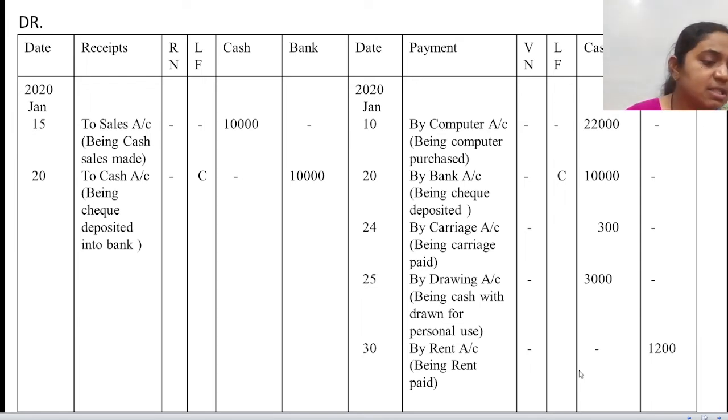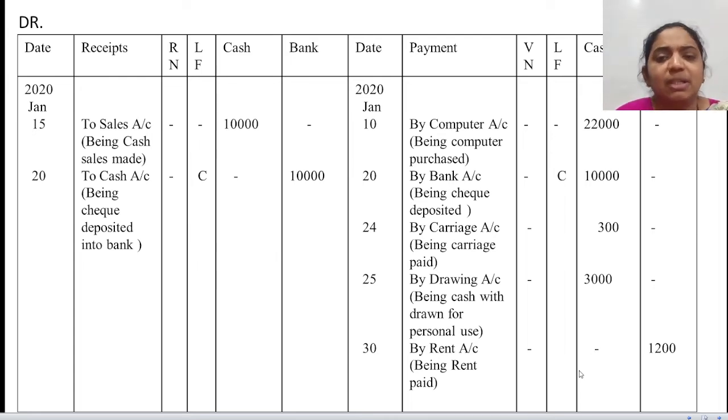Afterward, the next is 24. Paid carriage rupees 300. What you did? Paid carriage. Carriage is an expense. Cash goes out. When you pay carriage, it's an expense. Cash goes out.